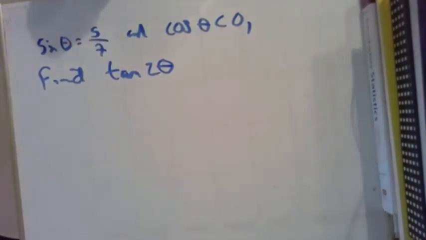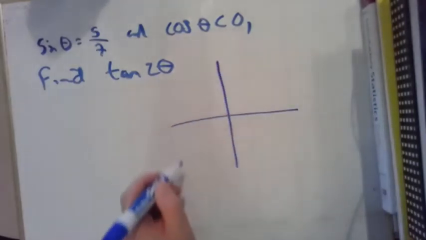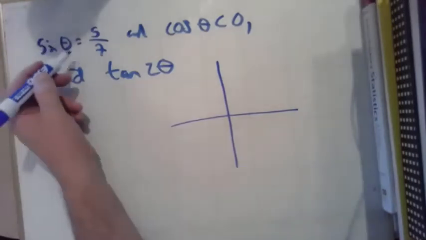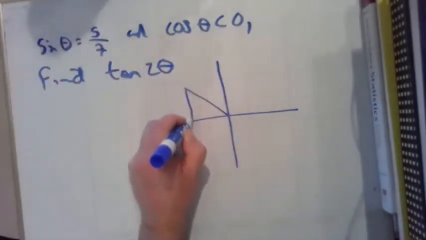So we've got to figure out what quadrant theta is in. Forget about 2 theta. We're not worried about him right now. I have a positive sine and a negative cosine. That's quadrant 2. Here's my angle theta.